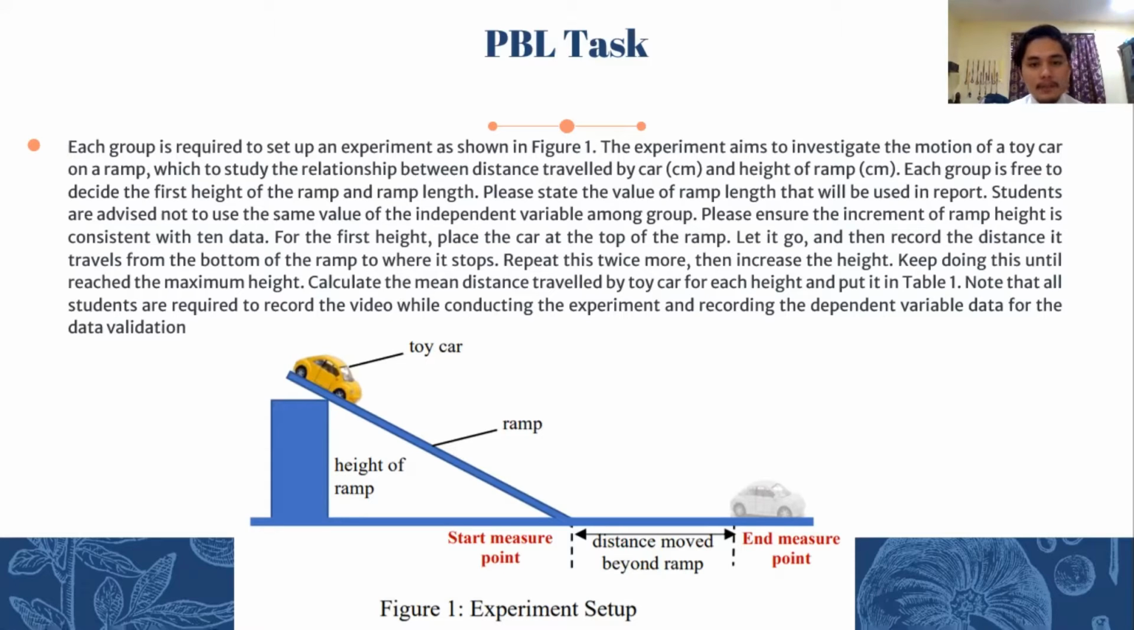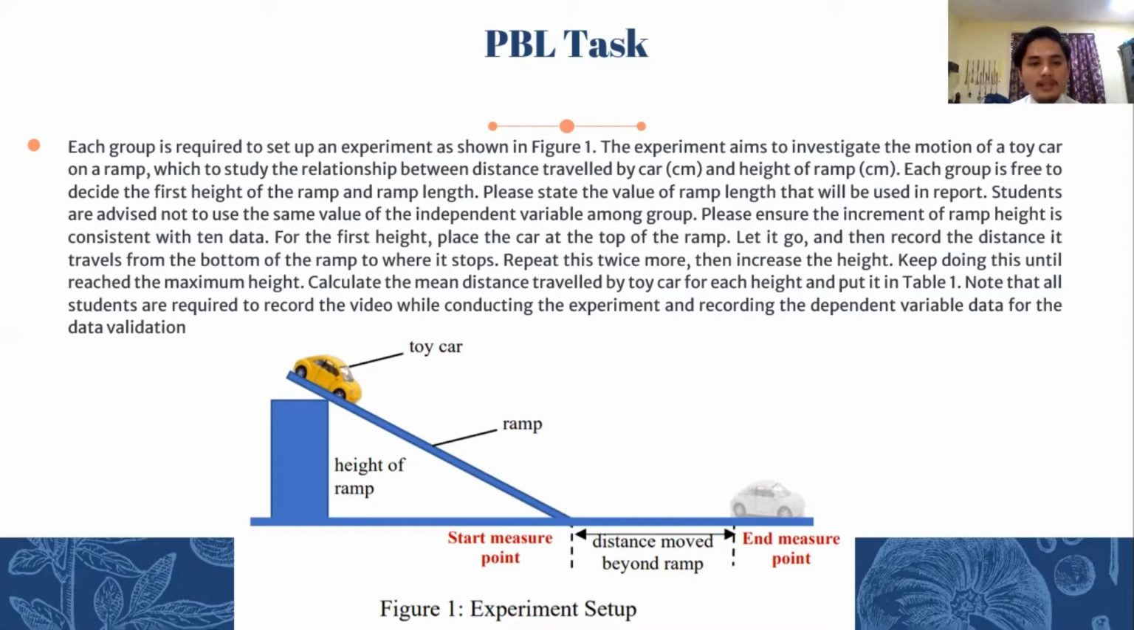For the first height, place the car at the top of the ramp, let it go, and then record the distance it travels from the bottom of the ramp to where it stops. Repeat this twice more, then increase the height. Keep doing this until reaching the maximum height. Calculate the mean distance traveled by the toy car for each height and put it in table 1. Note to all students: you are required to record a video while conducting the experiment and recording the dependent variable data for data validation.